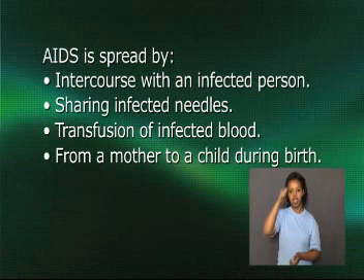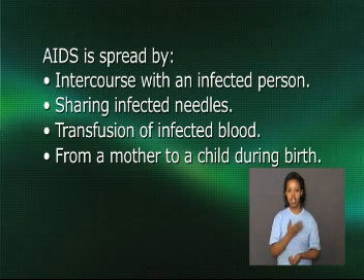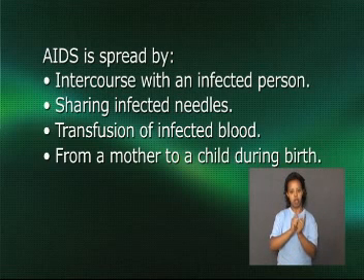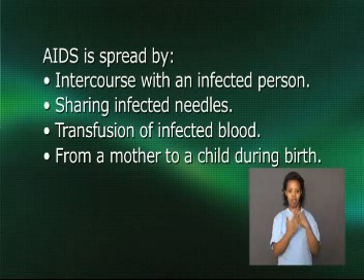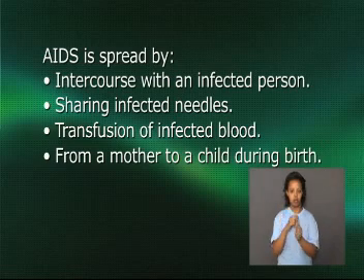AIDS is usually a sexually transmitted disease, but HIV can be transmitted in 4 main ways. The first way is through intercourse with an infected person. The second way is by sharing infected needles. The third way is through a transfusion of infected blood. The fourth way is from a mother to a child during pregnancy.